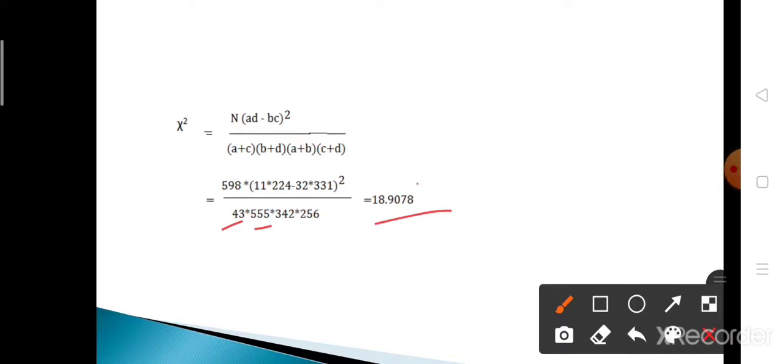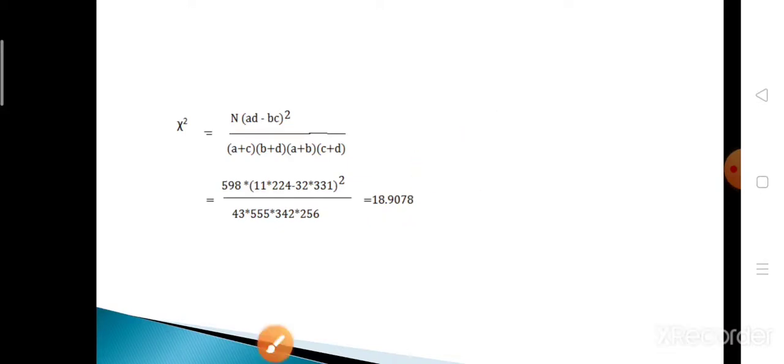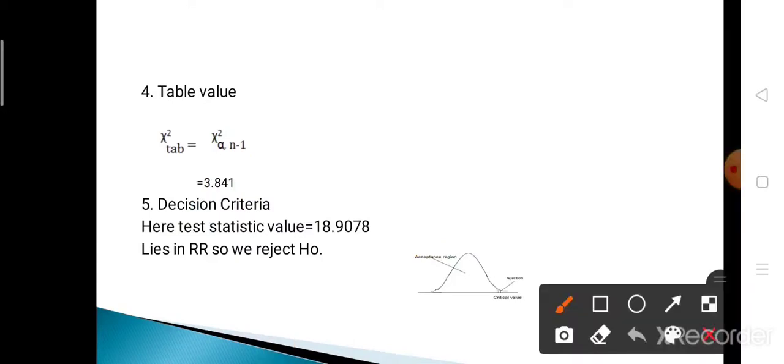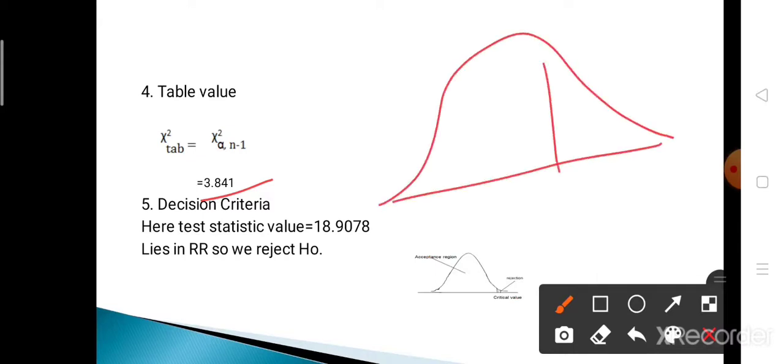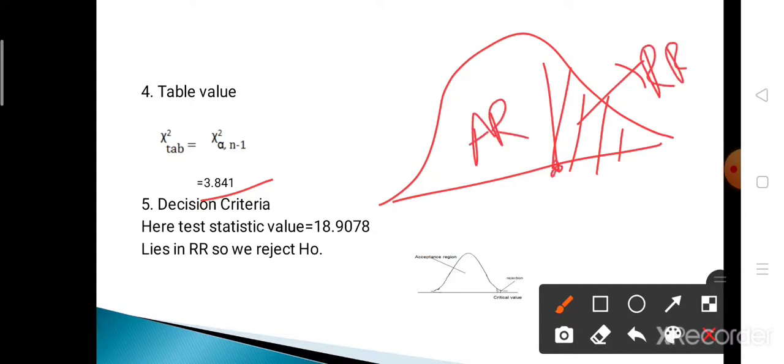Okay, now just multiply, square and divide this value, we will get 18.9078. So this is the value of the test statistic, 18.9078. Now the last is table value and decision criteria. The table value we are given is 3.841 and the chi-square test is a one-sided right test, so only one rejection region is there to the right side. So this is the rejection region, this one is the acceptance region, and here is the positive table value.